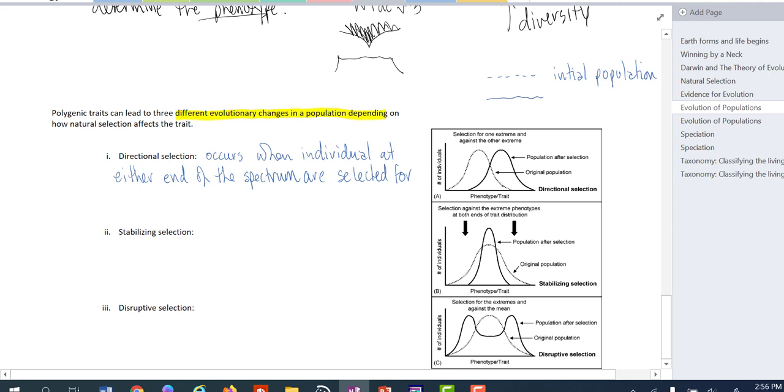So let's imagine this dotted line here, and try to envision that solid line not there. If individuals at the extreme end were selected for, what we would see is a shift in the population for individuals more in that area. We could use an example of, let's say, beak size on birds.